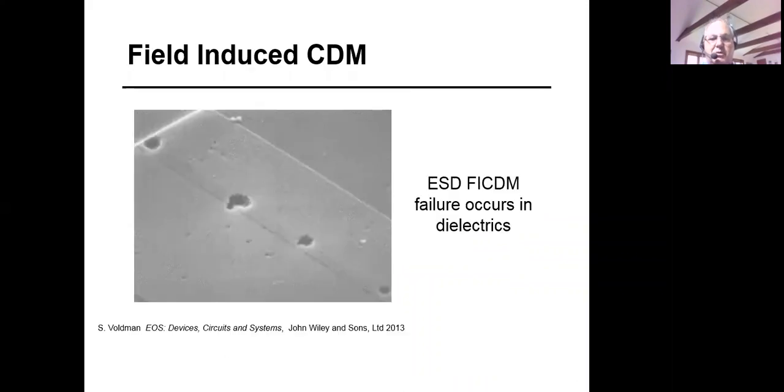Here's an example of a charge device model failure. Charge device model fails are typically gate dielectric failures and usually are small. There are also many failures in buses and power buses as well.